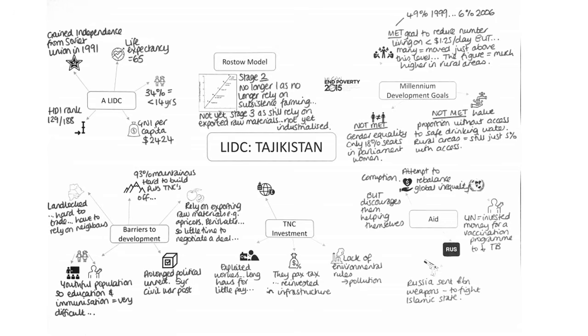They have received aid, so the United Nations invested money for a vaccination programme to reduce tuberculosis. Russia sent £1 billion of weapons to help them to fight the Islamic State. They have received TNC investment. However, there has been a lack of environmental rules, which has led to air pollution and water pollution. Their workers have been exploited, working long hours for little pay. However, these TNCs have paid tax, which has been reinvested in the country and in its infrastructure.